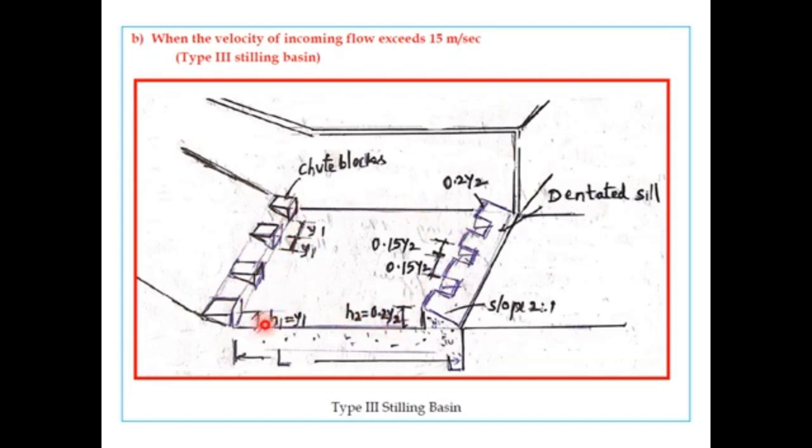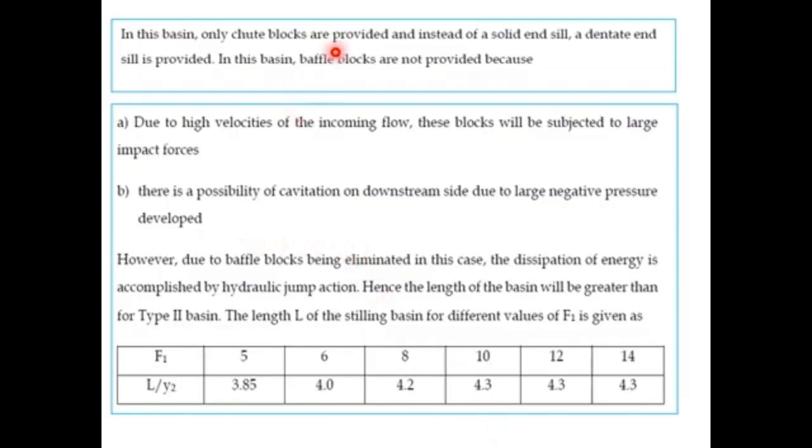Even the height of this block is equal to the initial depth. Similarly, the spacing is equal to the initial depth of the hydraulic jump. The length of the stilling basin will depend upon the table, as in the previous case. So in this case only chute blocks are provided, and instead of a solid end sill a dentated sill is provided. The baffle blocks are not provided because of the high velocity; because velocity is more than 15 meters per second, these blocks will be subjected to very large impact forces.